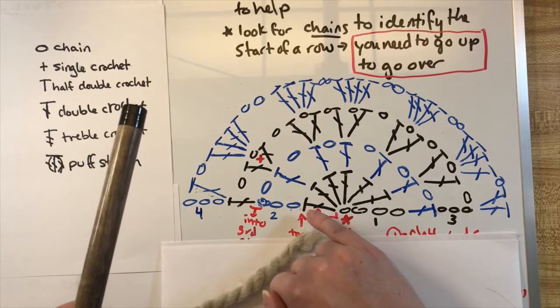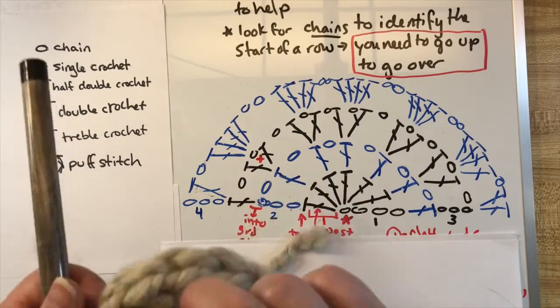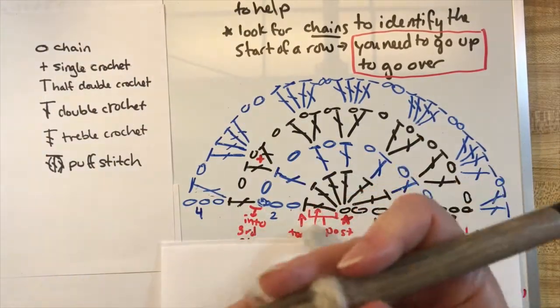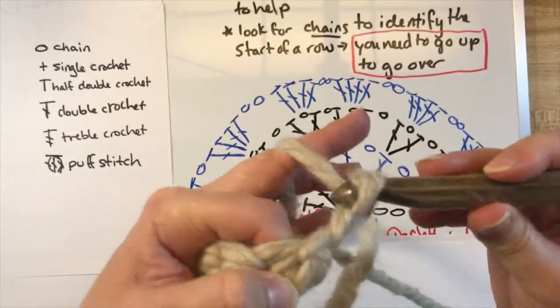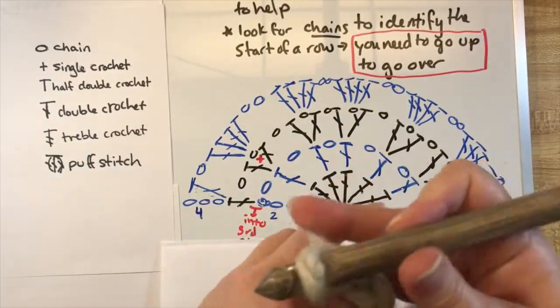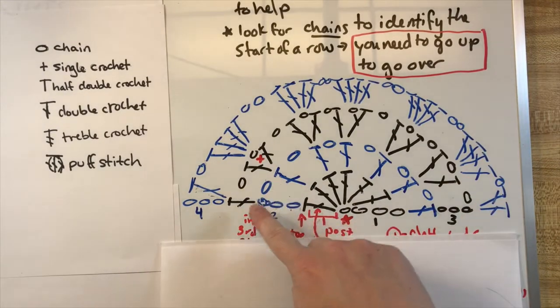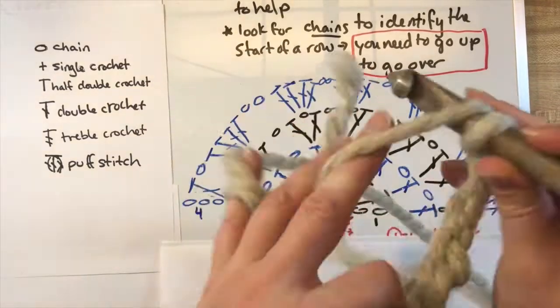So I'm over here on the chart. Row 2 says to chain 4. So I'm flipping this around, but the other side is going to stay true to what's happening. 1, 2, 3, 4. There's my chain 4. Double crochet into not the first one, but the second.